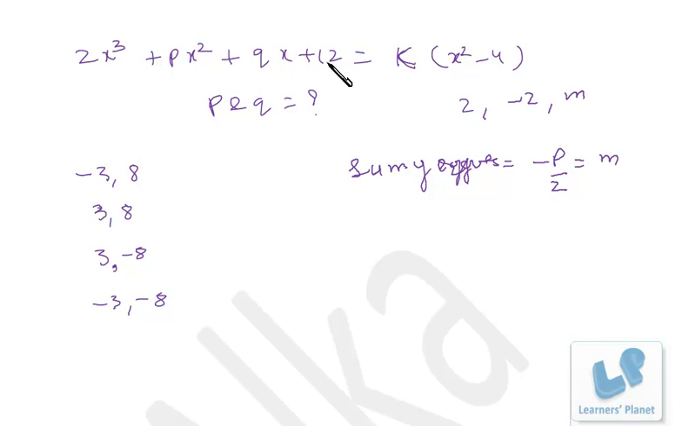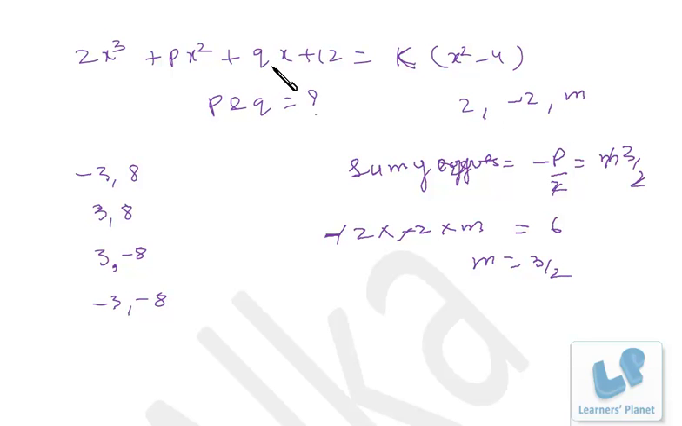And the product of the roots will be what? 12 by 2, that's 6. And that is actually 2 into minus 2 into m. Right? So the constant term is actually the product of the roots in negative. So the product of the roots is this. So if I make it negative, it will be the constant term, right? So m is equal to 3 by 2, right? If you put m as 3 by 2 over here, what will happen? P will be minus 3, right? So we got the value of p, that's minus 3, right?